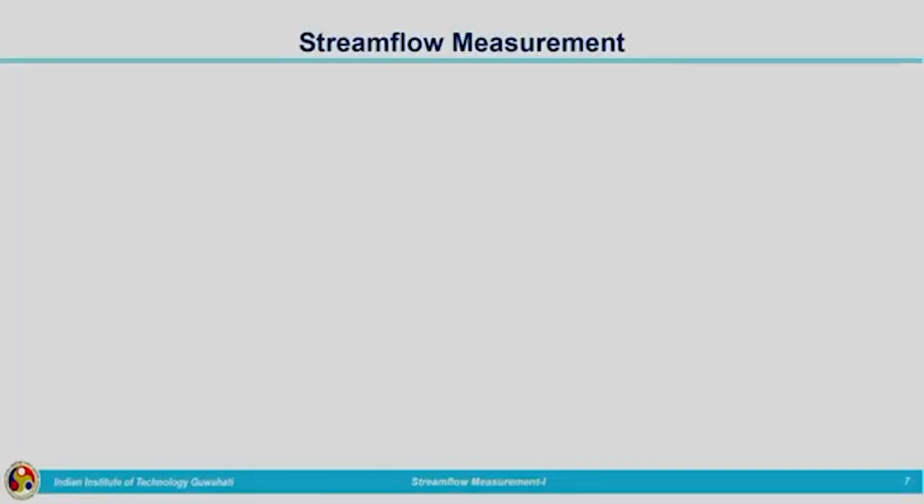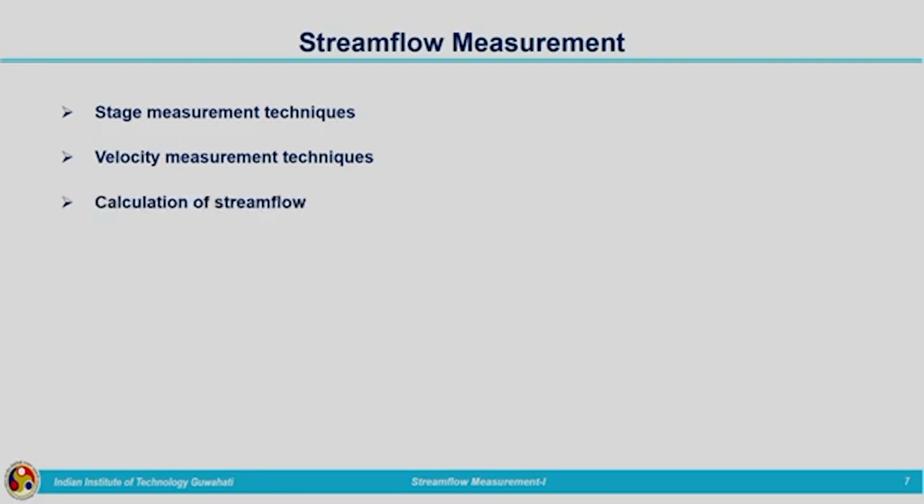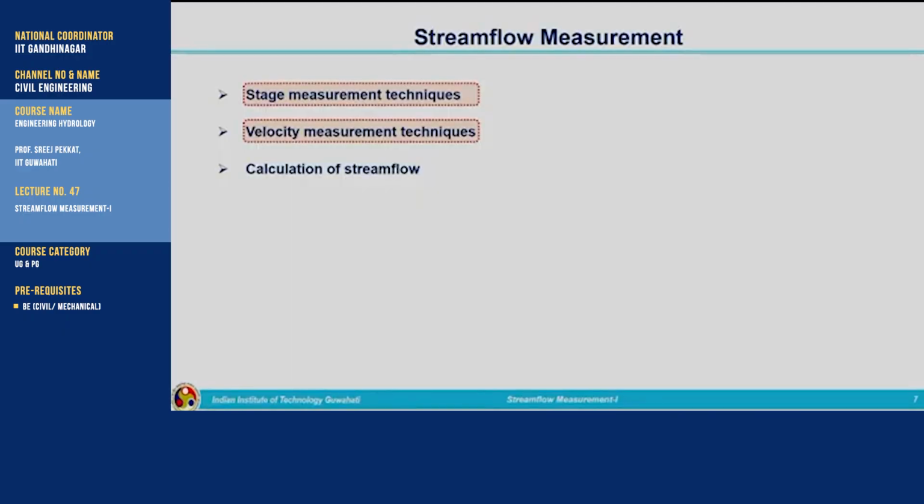Now, let us move on to stream flow measurement. We need to have stage measurement techniques, we need to have velocity measurement techniques, and after that we need to calculate the stream flow. First we need to measure stage and velocity. Once the stage and velocity are measured, we can go for the calculation of stream flow. In this lecture we are going to look into stage measurement techniques and velocity measurement techniques. In the next lecture we will move on to calculation of stream flow, that we have already seen, that is by making use of the continuity equation Q is equal to AV.